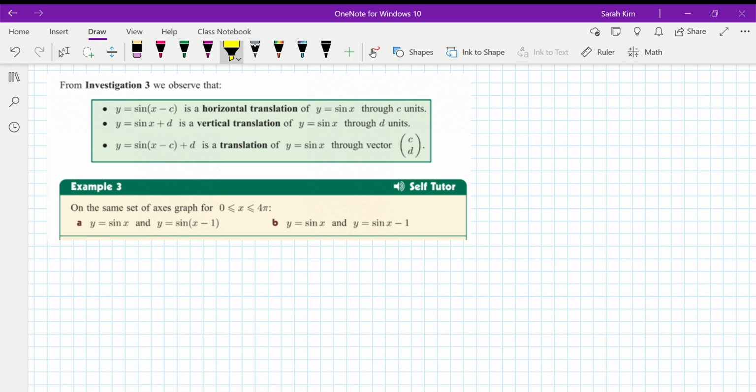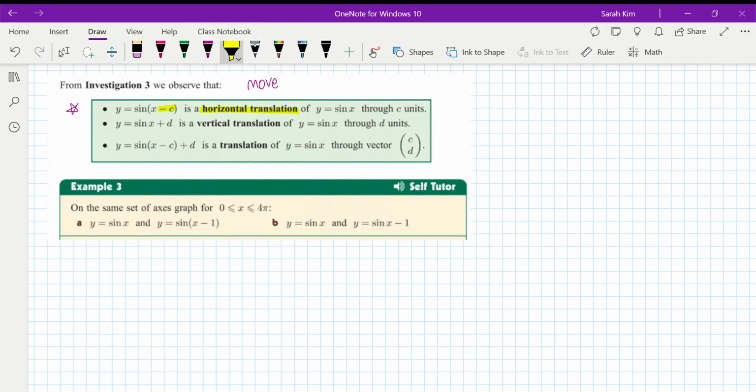So for this example, we have a new set of notes, so let's get ready to write those down. So our 3 dot points. First one, if you see a minus C inside the sine, as you can see, this is a horizontal translation. Translation means movement, so you're just moving it through C units.